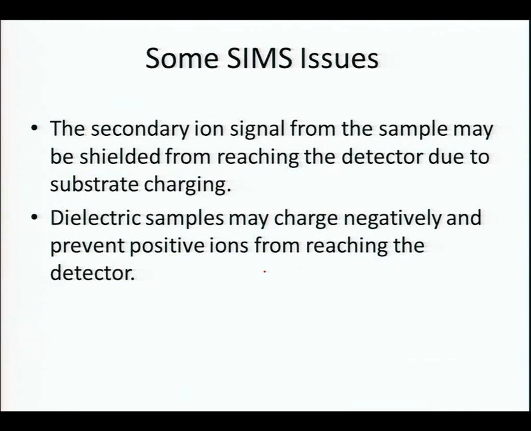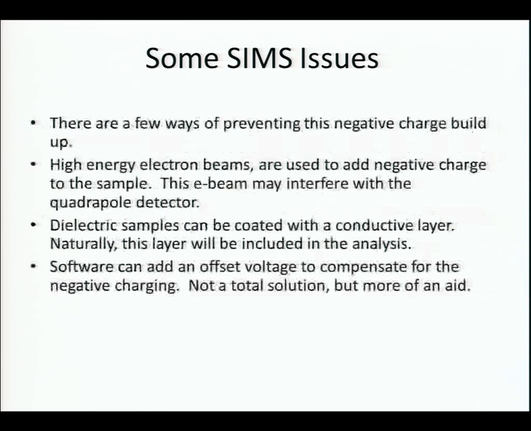So some SIMS issues. Secondary ion signal from the sample might be shielded from reaching the detector due to substrate charging. So that's a big issue. When we're ejecting those ions, naturally we're losing charge from the surface. So dielectric samples might charge negatively and prevent positive ions from reaching the detector. So those would actually act as an area for those ions to go to.